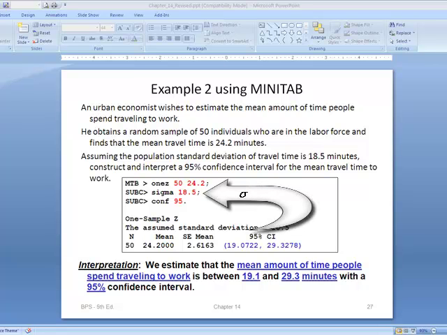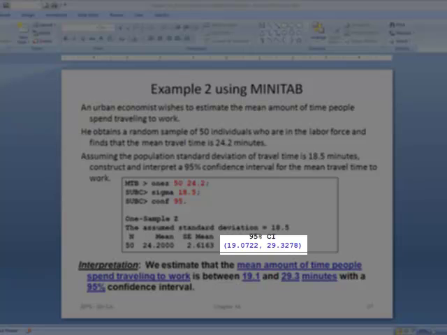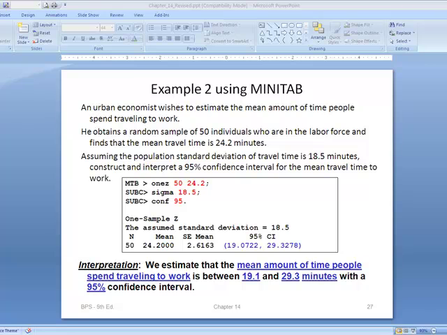And you tell it what its sigma is, the population standard deviation, and that's 18.5. Now we do our last semicolon, because now we have to tell Minitab what confidence level to use. And in this case, we're doing a 95% confidence interval. Once you do that, you type a period. When you hit enter, you will see the result in the Session window. And right there you see our confidence interval in blue. So how would we interpret this? We would say we estimate that the mean amount of time people spend traveling to work is between 19.1 and 29.3 minutes with 95% confidence.